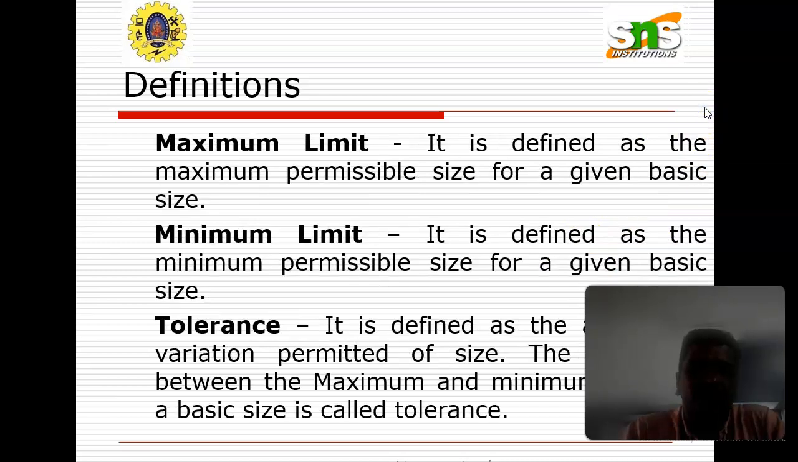In a limit, there is a maximum limit, a minimum limit and the tolerance. The maximum limit is defined as the maximum permissible size for a given basic size. The minimum limit is defined as the minimum permissible size for a given basic size. The tolerance is defined as the amount of variation permitted in the size. The difference between the maximum and minimum limits of the basic size is called the tolerance value.